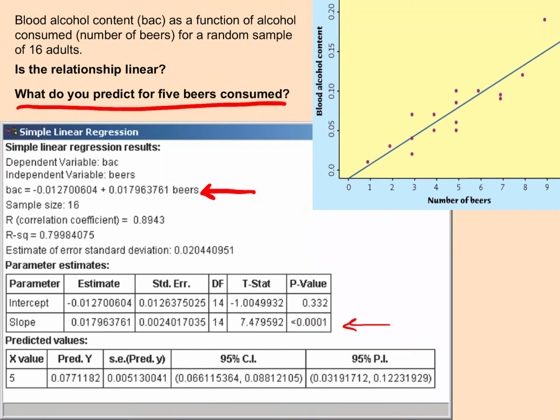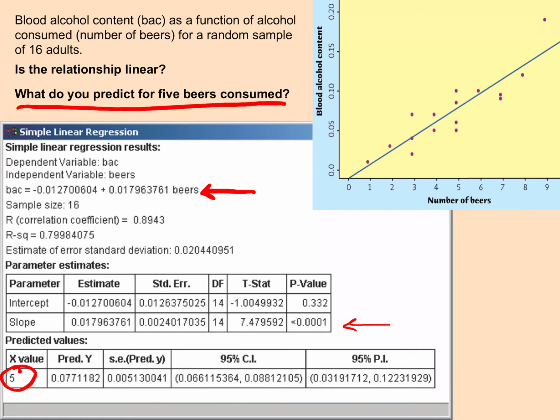The question was, what do you predict for 5 beers consumed? You can tell Minitab to predict. You can plug in a value of 5, for example, and it will tell you that should equate to a blood alcohol content of 0.077. And that makes sense. 5, 0.077 right there. And our 95% confidence interval is that the average blood alcohol content for 5 beers consumed would fall between 0.066 and 0.088 95% of the time.